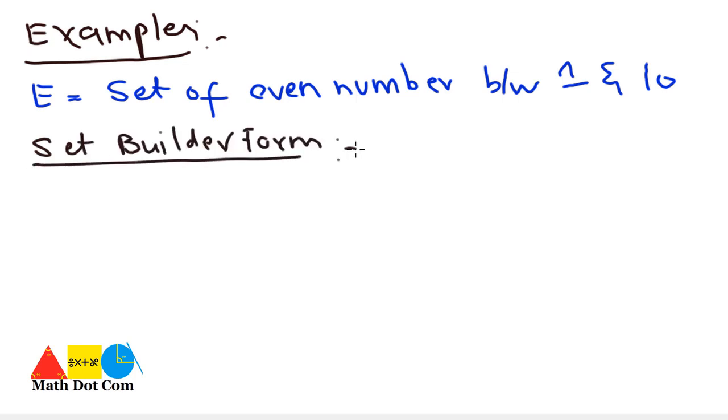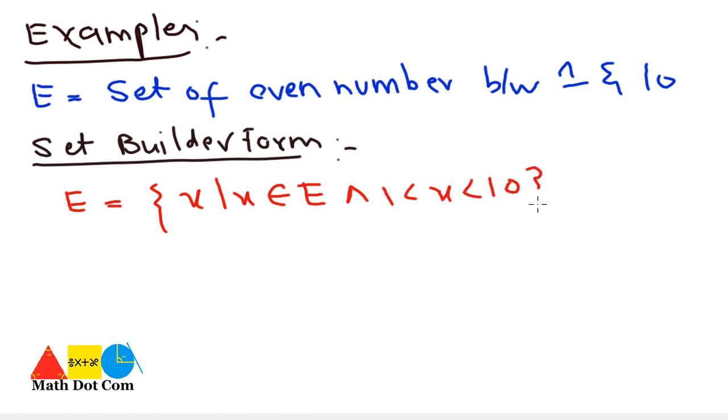So let's see how you can represent it in set builder form. It will be E equals the set of x such that x belongs to even numbers. And what is the condition? A set of even numbers between 1 and 10. It means between, so it is not equal to 1 and 10. So we will say x is greater than 1 and less than 10. So this is how we can write the set builder form.